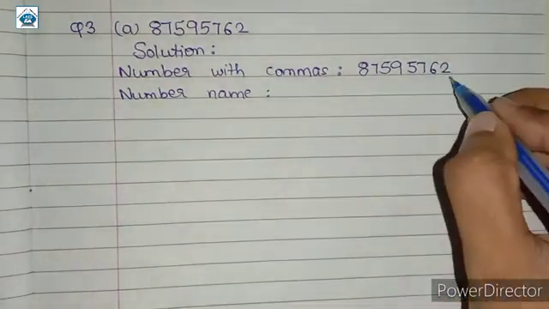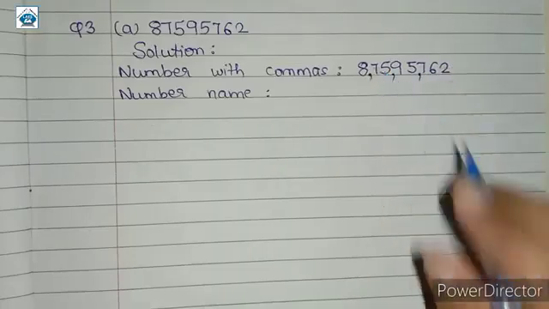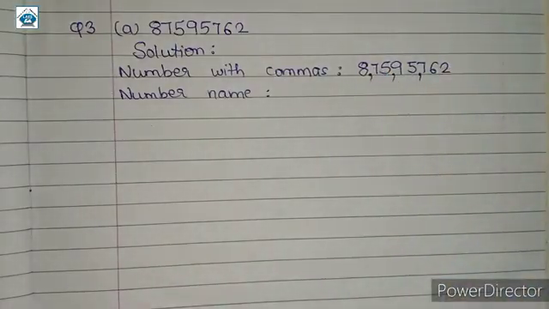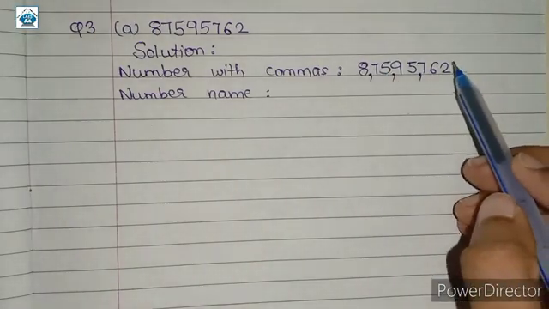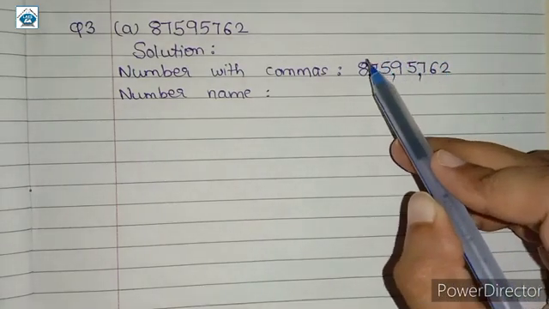According to the Indian system of numeration, we will have a comma after 3 digits, then there will be a gap of 2 digits. So this is very simple. This is how we will write the number with commas. Next comes the number name. So let's look at the place values. This is ones, tens, 100, 1,000, 10,000, lakh, 10 lakh and crore.